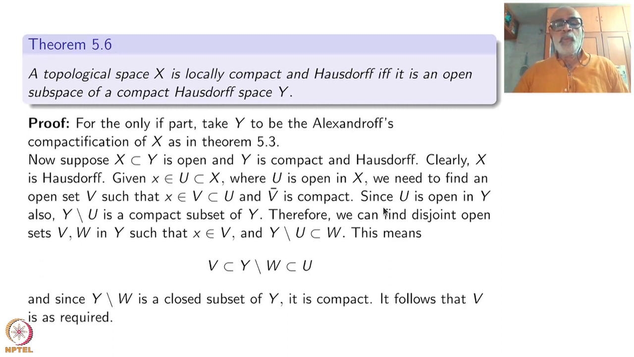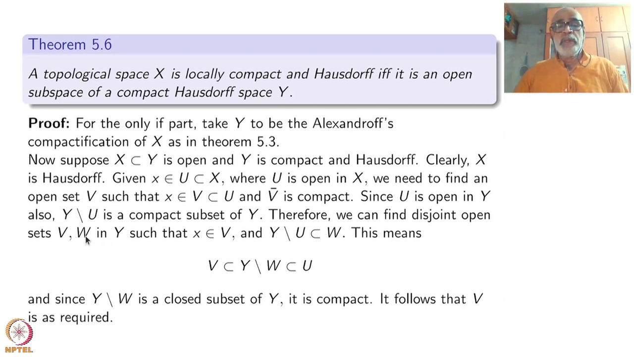Since U is open in Y, Y minus U is a compact subset of Y because it is a closed subset. Therefore we can find disjoint open subsets V and W in Y such that x is in V and Y minus U is contained inside W. Now I am using that Y is a compact Hausdorff space, therefore it is regular, normal, and so on. This is a regularity issue. This means that V is contained inside Y minus W, which is contained inside U.